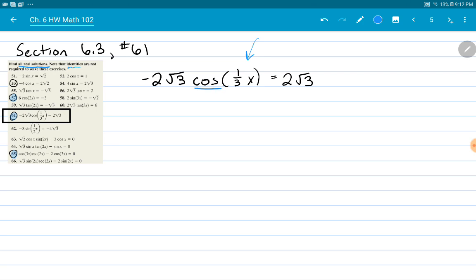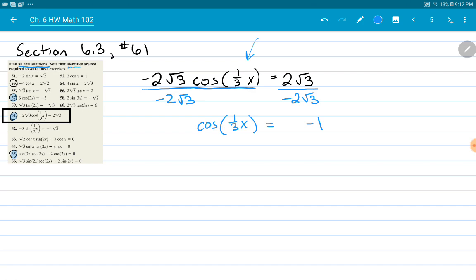So we want to isolate this, which means I want to divide that whole side by -2 radical 3, and whatever I do on the left, I do on the right. So I get cosine of 1/3 x equals -1.